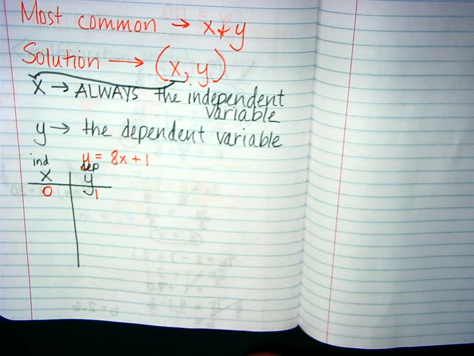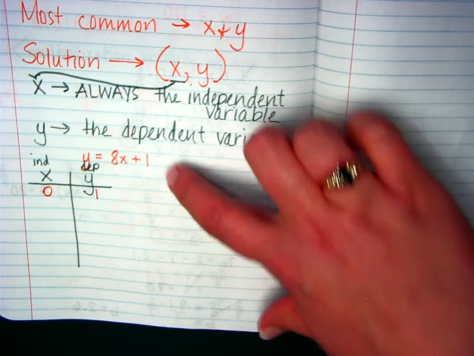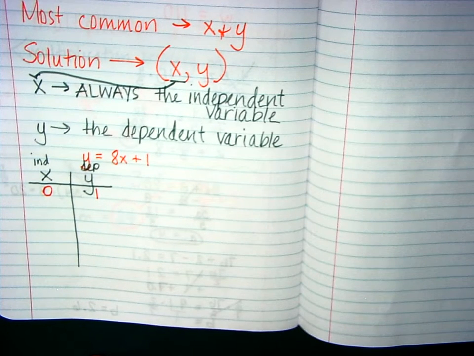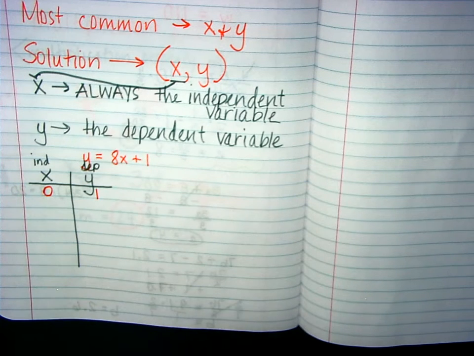So that's not so bad. And now I'm not done yet, though. I can't just do 1 point, because the deal with these equations is there are lots of solutions. I could put anything I want in for x, and there will be a y answer.